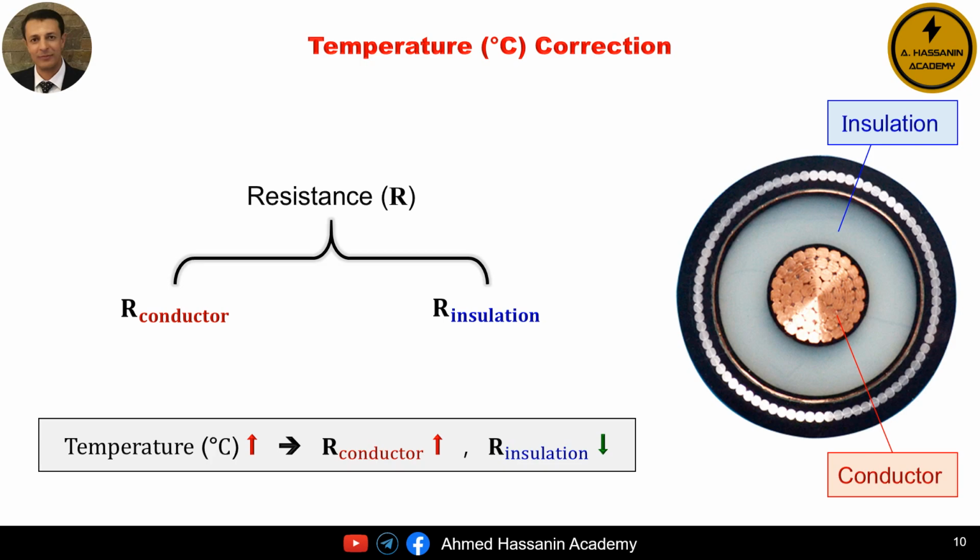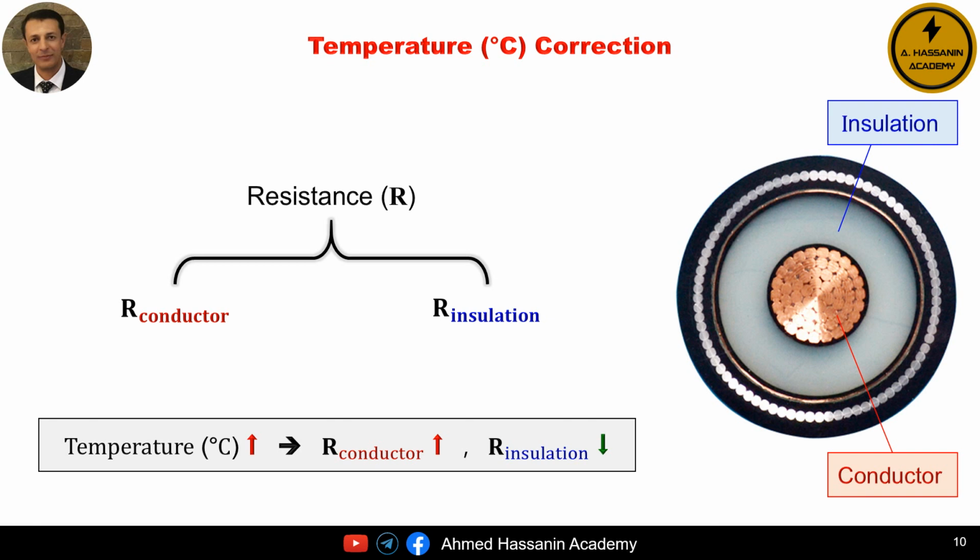This means that with increasing temperature, we notice an increase in the conductor resistance value and a decrease in the insulation resistance value. Therefore, it is extremely important to perform temperature correction for the resistance values being measured, whether winding resistance or insulation resistance, and compare them with the values obtained from the factory tests.